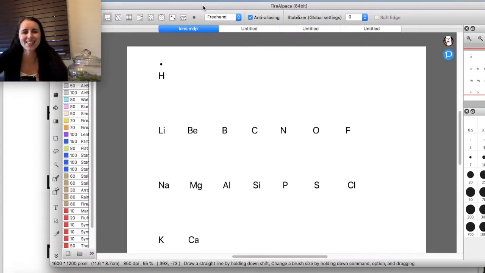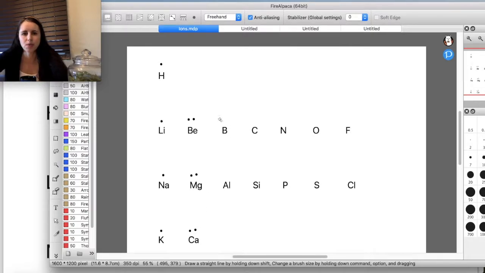So hydrogen is in the first column, so it has one valence electron. Lithium also has one. Sodium has one, and potassium has one. Beryllium is in the second column here. So beryllium doesn't have one, it has two. Magnesium has two, and calcium has two.